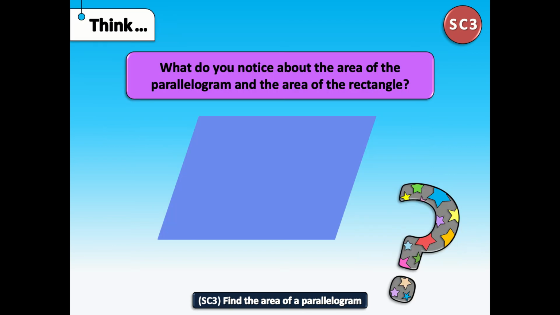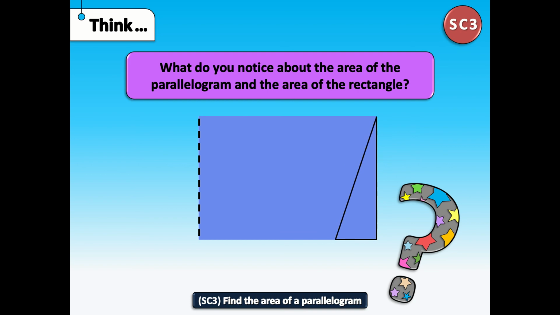So what do you notice about the area of a parallelogram and the area of a rectangle? Well, if we cut off this end of the parallelogram and move it to this side, you can see it makes a rectangle. So the area of the parallelogram and the area of the rectangle are the same.